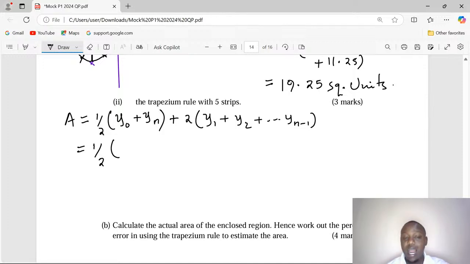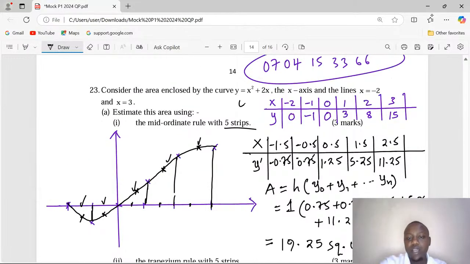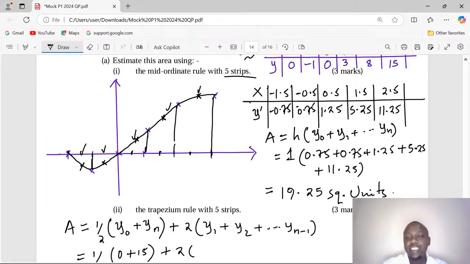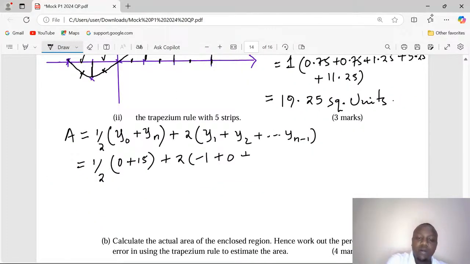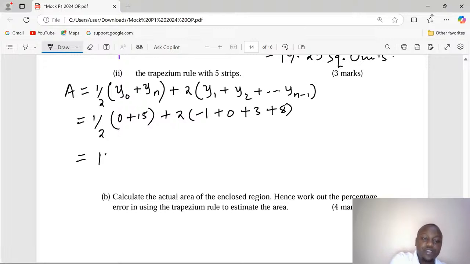the first height. Now for the trapezium rule, we are not using the middle values. We use the heights as they are. So I use the first table here for the trapezium rule. 0 and 15 are the first and the last. Then 2 multiplied by the heights in between there now. Negative 1, 0, 3, 8. Then when you compute all these and add, you should get 19.5 square units.